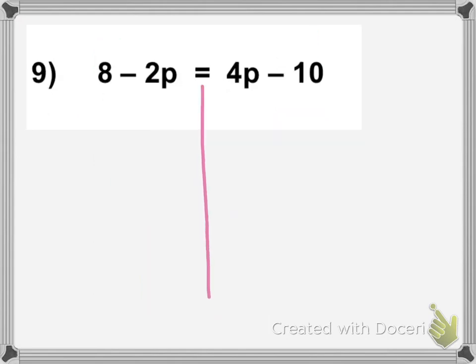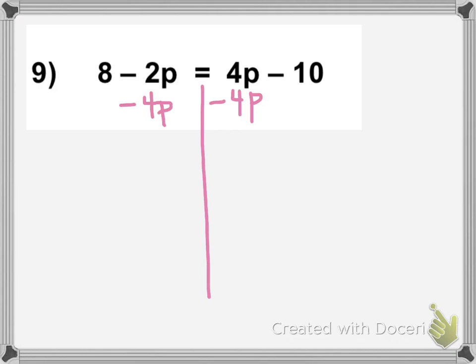All right, example 9. Step 1, no parentheses. Step 2, each side is cleaned up or simplified. Step 3, move my variable terms to one side. If we want to move the p's to the left, that 4p we need to move to the left. Because it's positive 4p, I'm going to subtract 4p from both sides.